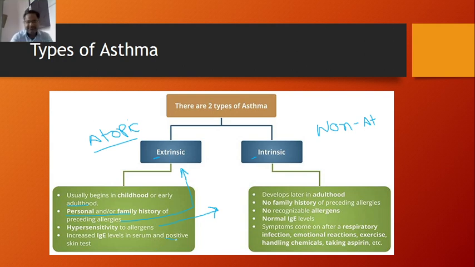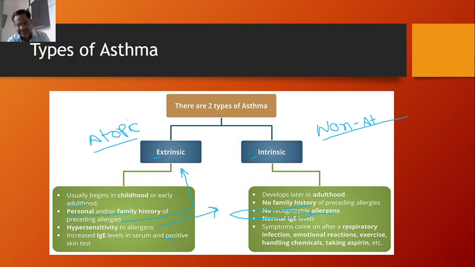Now the intrinsic, also called non-atopic asthma, is adult onset asthma, or non-IgE mediated asthma. It develops later in adulthood, with no family history, no recognizable allergen, and a normal IgE level. So this is the basic difference between extrinsic and intrinsic asthma.